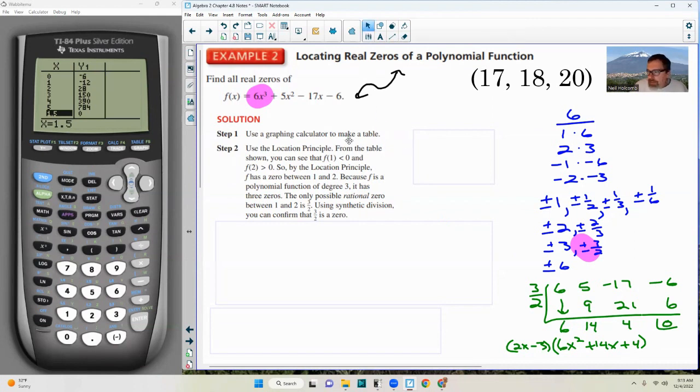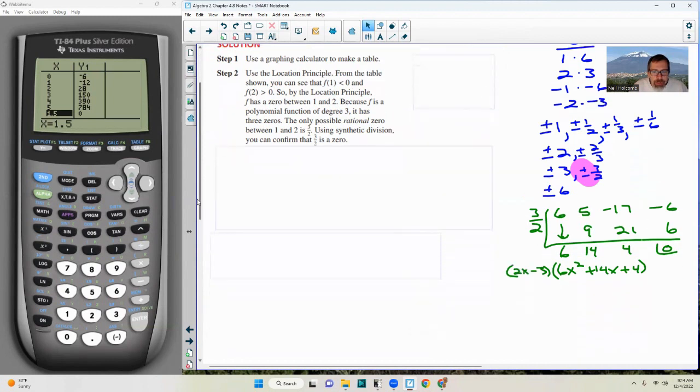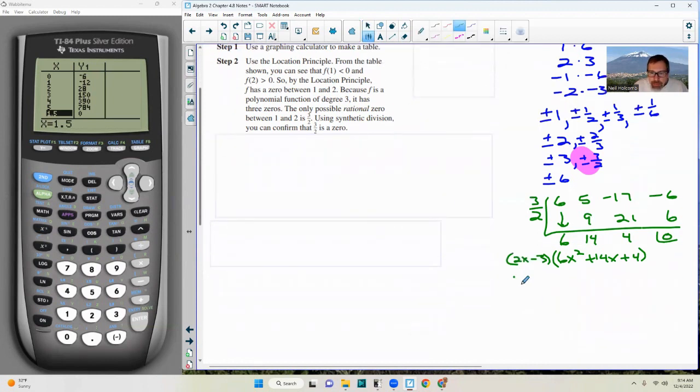Okay, so what do we do next? We want to write f of x in factored form, which I just did. So it's x minus 3 halves is how the book is showing it. But if I bring the denominator over, it's this. So basically what the book is showing is the same thing, except they did this.